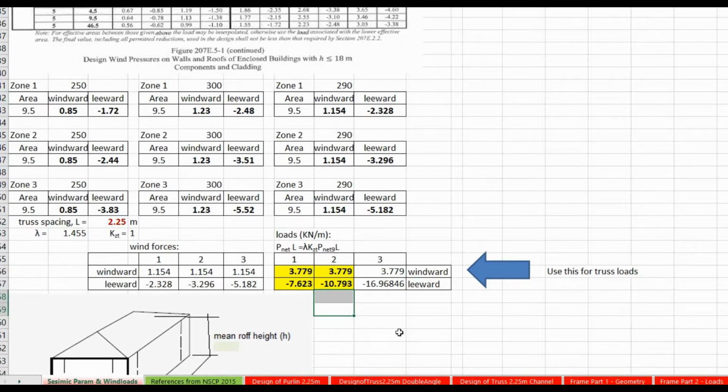Okay, so that ends our seismic parameters and wind loads. Thank you for now.